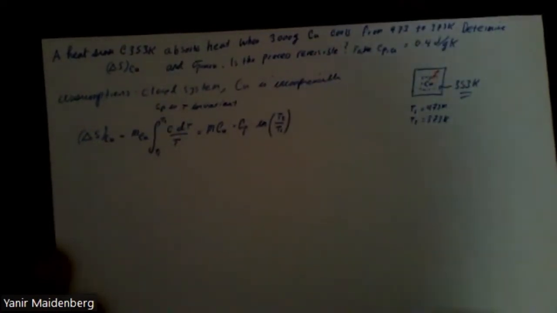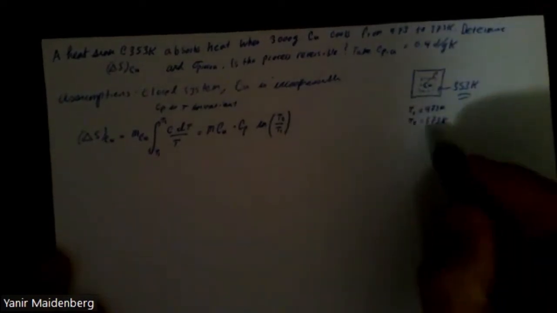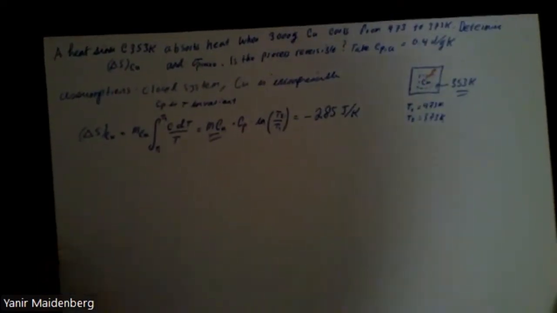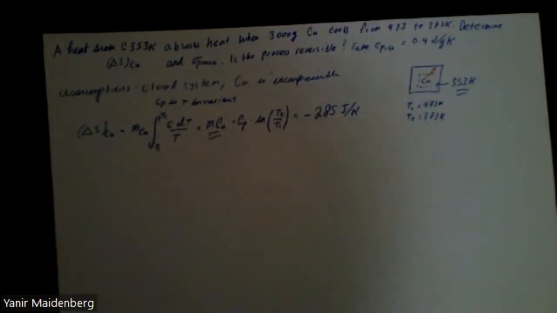Okay, so what we're going to do is put T2 is 373, T1 is 473. CP is 0.4 joules per gram per Kelvin for copper. And the mass for copper is 3,000 grams. So when you put all of this together, you get negative 285 joules per Kelvin. That gives us the delta S for the copper. Great. All right. So now we want to know the entropy generation for this process.